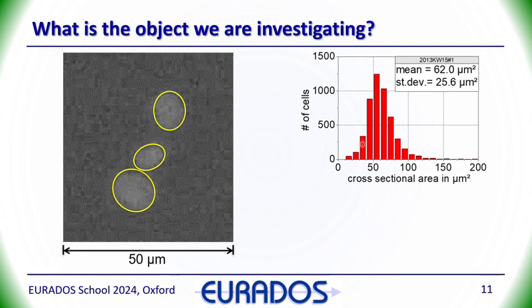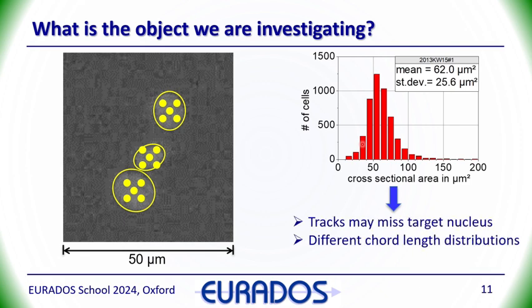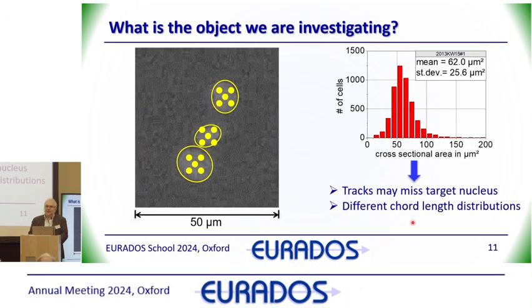And of course, this has consequences, because now if you put your ions there, you actually have the situation that in some cases, like here, the ion may actually miss the cell nucleus, so it does do damage, but not to the cell nucleus. And what is even more important, you have different track length distributions. So the path that the ion travels in your system is different. And this is actually something I would like to go a little bit deeper into.